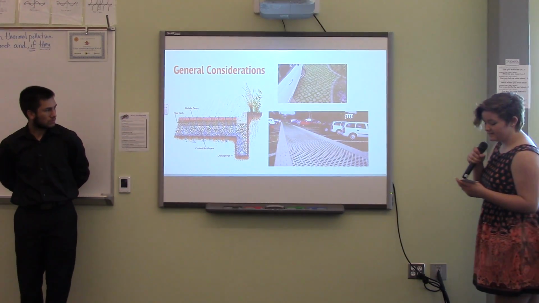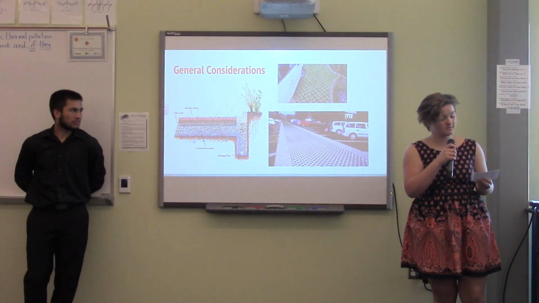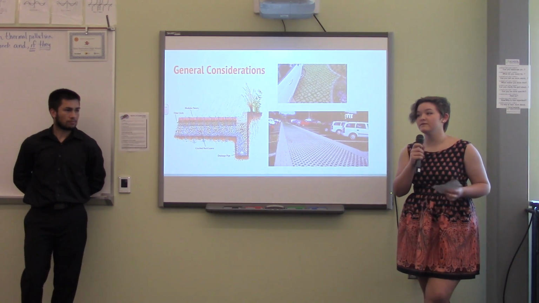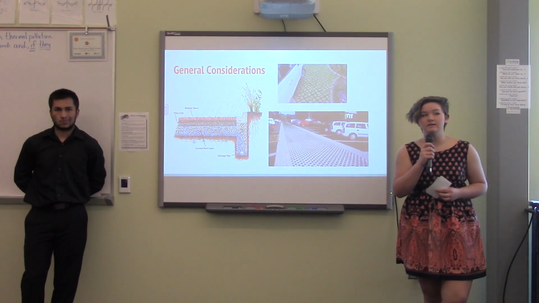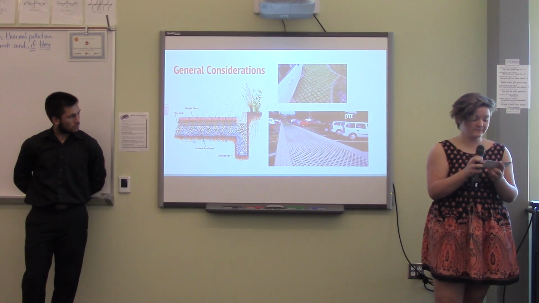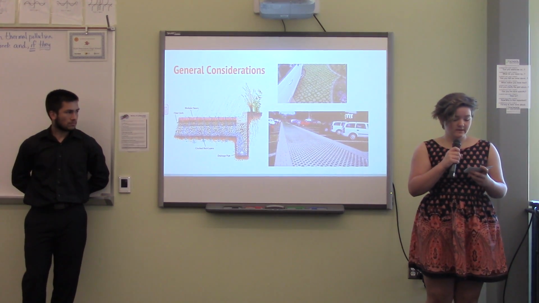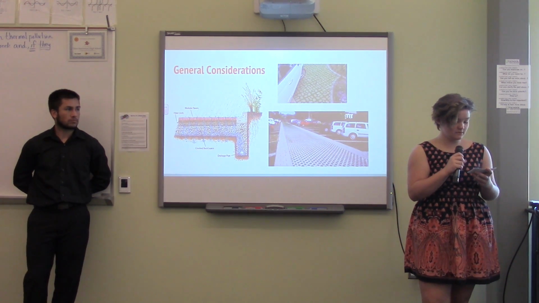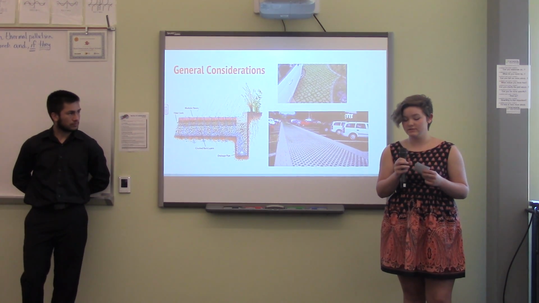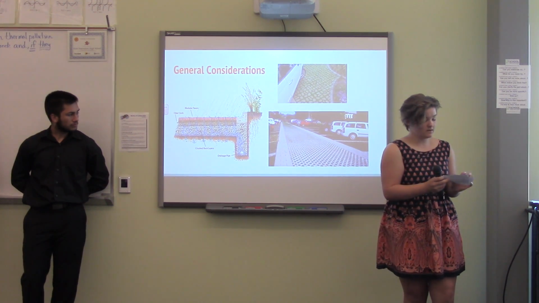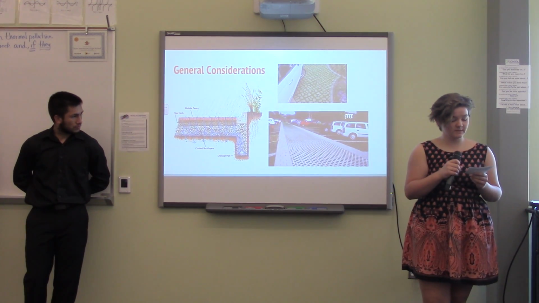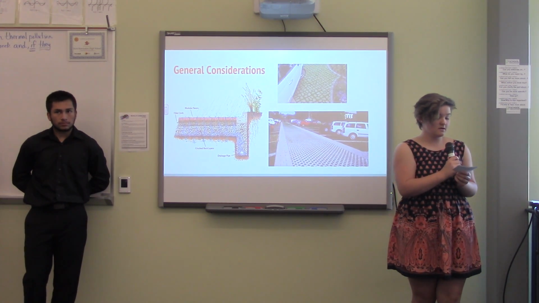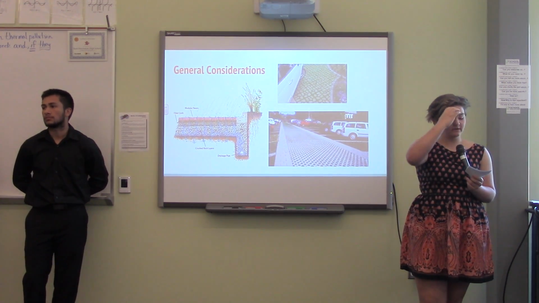So pervious pavement is a natural water filtration system that is very progressive and a great substitute for impervious surfaces like concrete. Some areas where pervious pavement would work well are on well-drained soils and on flat or gentle slopes. These surfaces could be used as sidewalks, parking lots, or even parks and playgrounds.